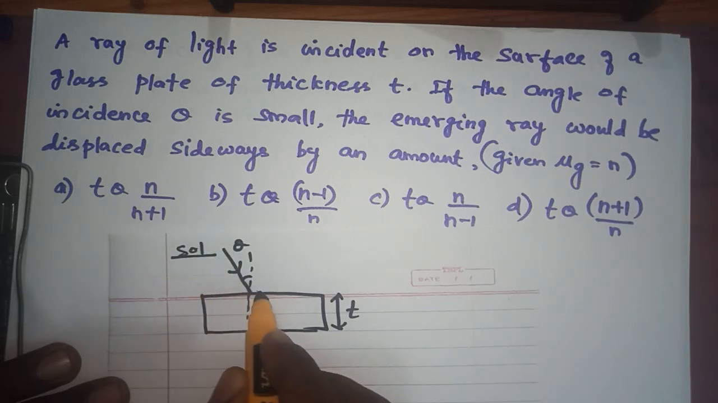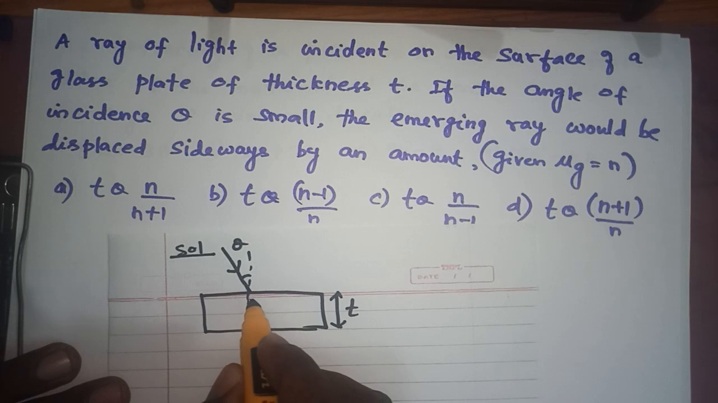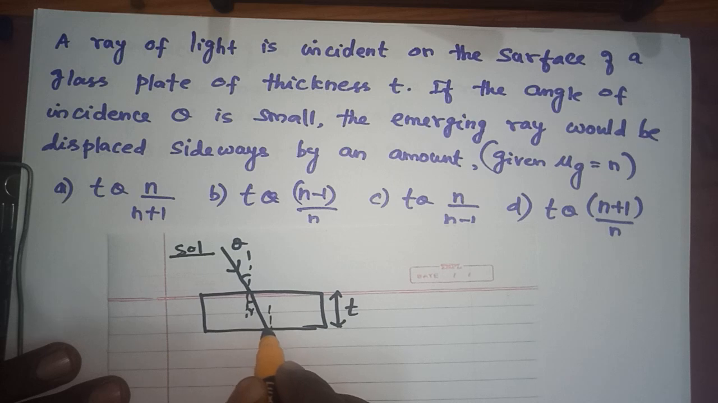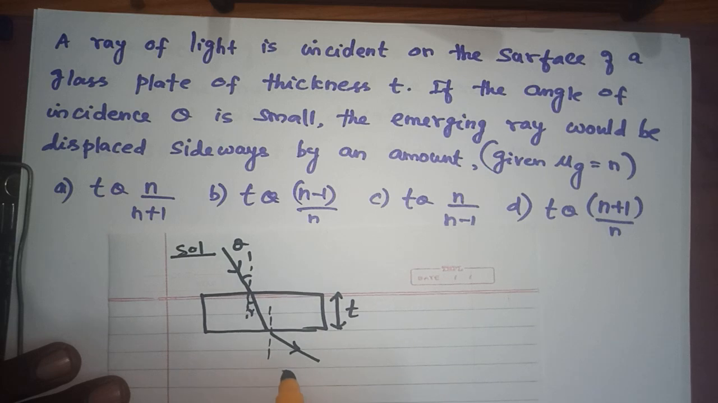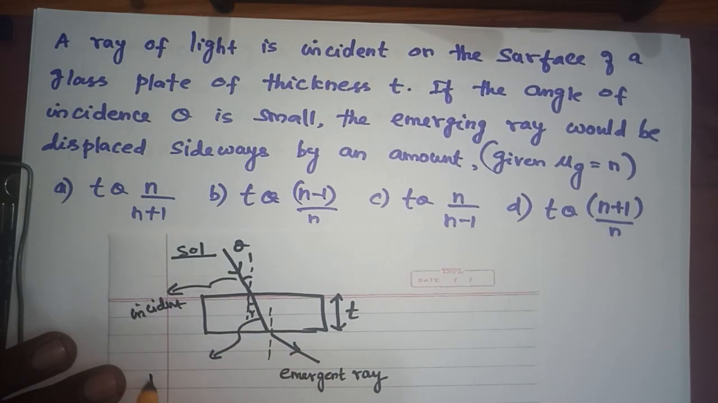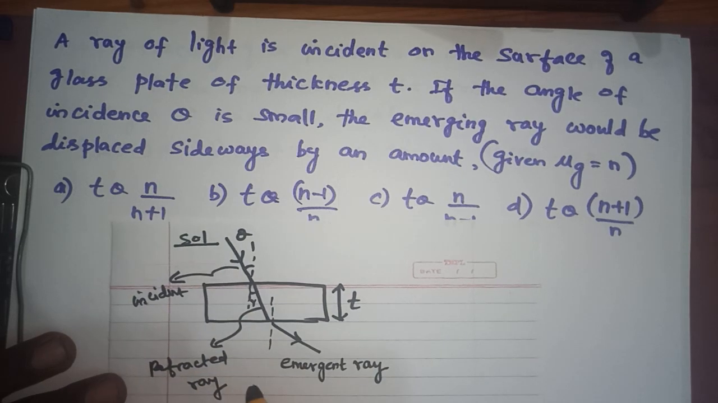That I should understand first. If a ray passes through this glass slab, at this interface it gets refracted, right? Then again at the normal, this ray gets refracted through this face. This ray you call the emergent ray. This ray you call the incident ray, and this ray you call the refracted ray.